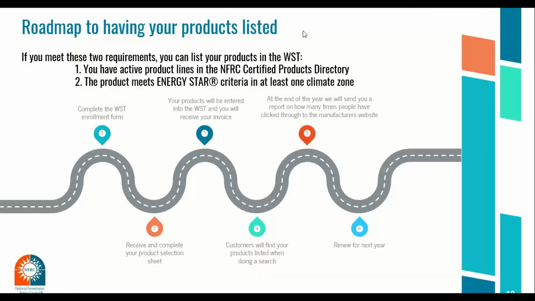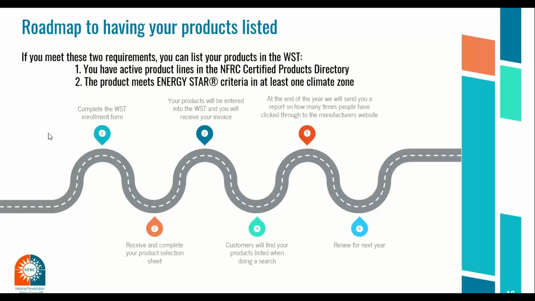So now we're going to get into the details on how you can have your products listed in the Windows selection tool. So there are 2 requirements to have your products listed. The first is that you must have active products in the NFRC Certified Products Directory. And the second is that they need to meet the Energy Star criteria for at least 1 climate zone.